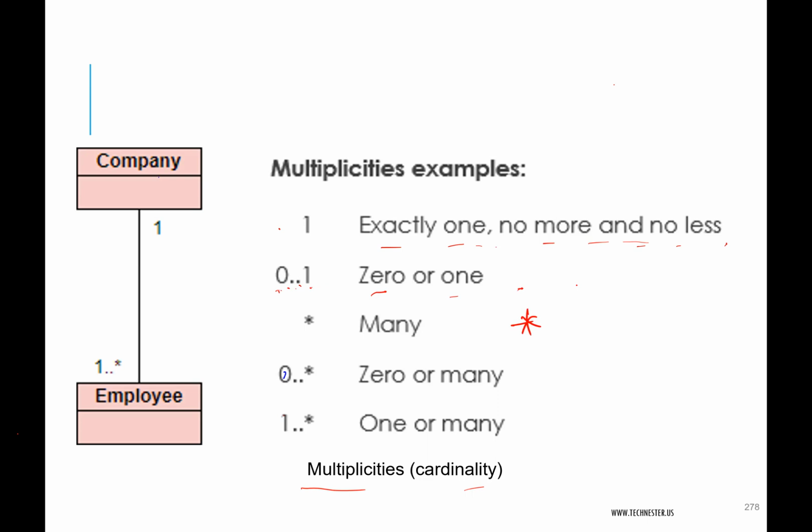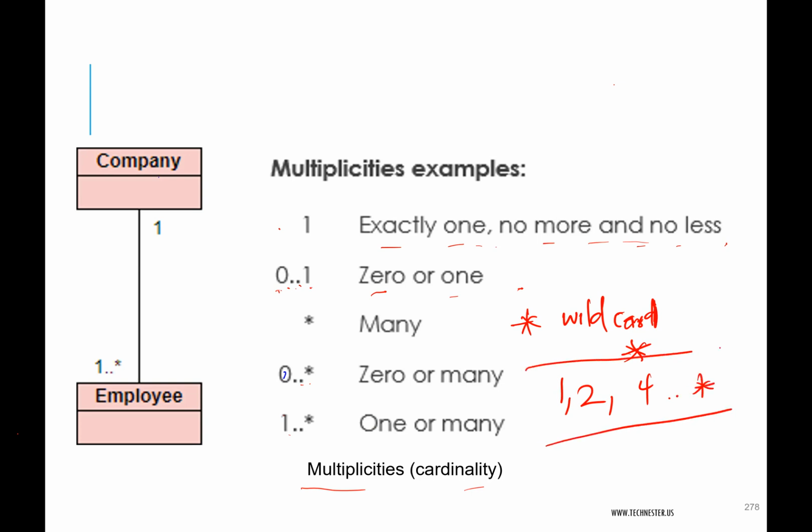Asterisk is called wildcard in database lingo, database language. It is used to represent many. So you can have 0 dot dot many, which means 0 or many. You can have 1 dot dot many, which means 1 or many. You can also have something like 1, 2, 4 dot dot many.